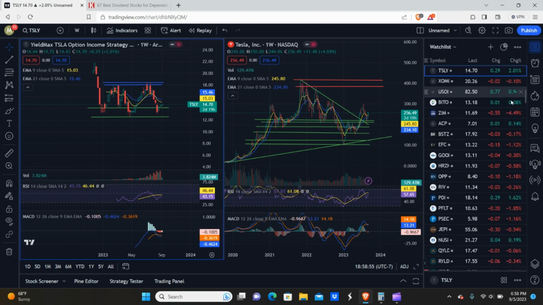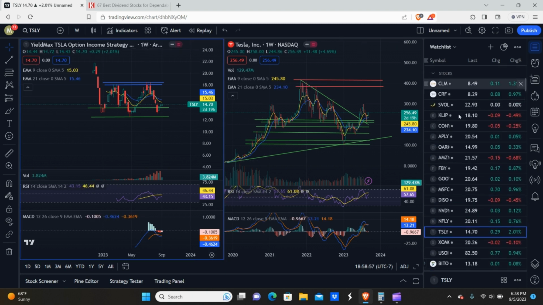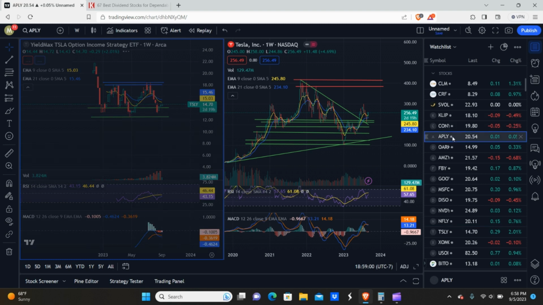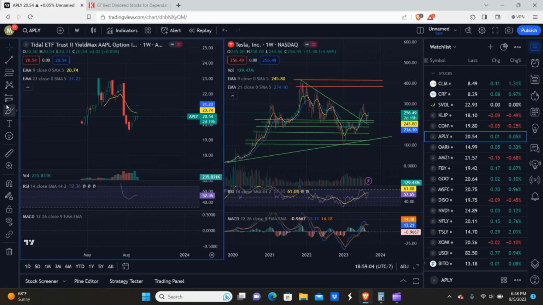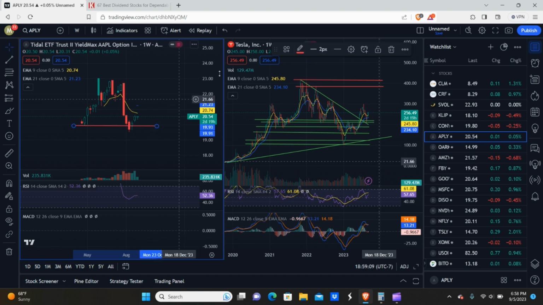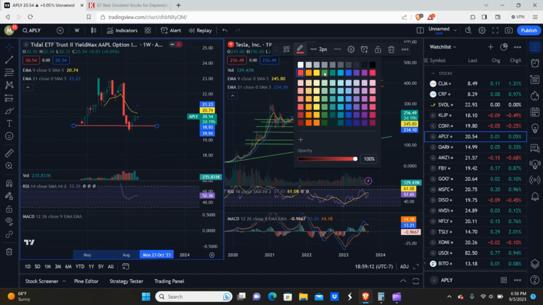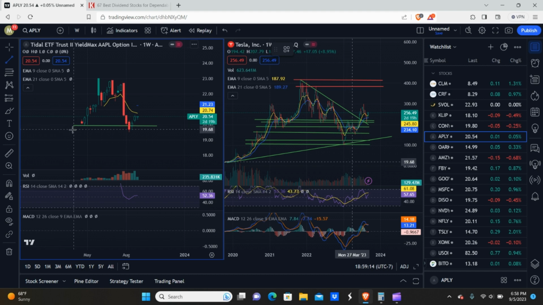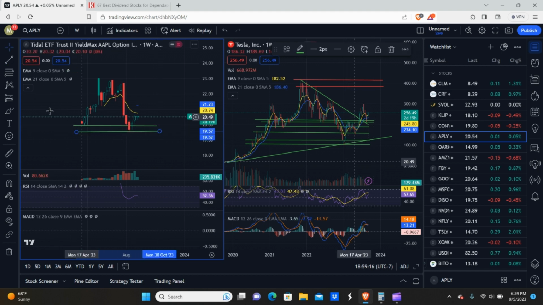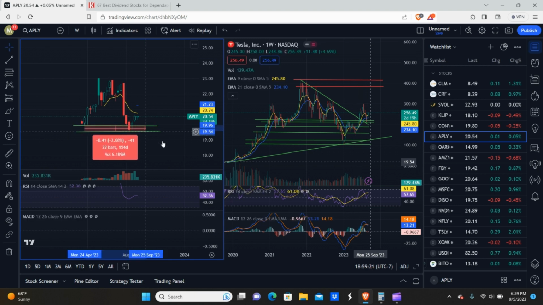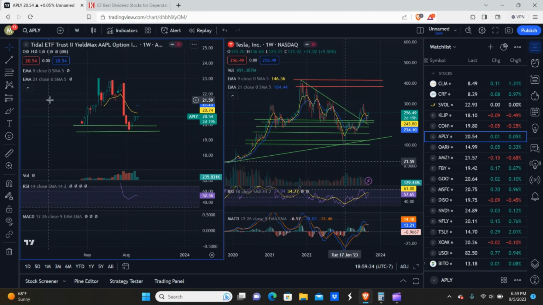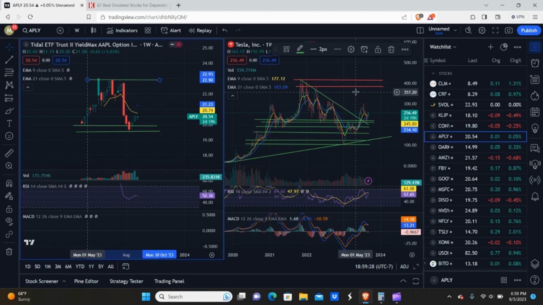So let's take a look at another example. We'll say APLY. So has APLY had any NAV erosion? In all honesty, probably not really. It looks like we had maybe a little tiny dip, a really small dip below the support level, about 2%. And as you can see, it's pretty much just consolidating sideways, exactly like TSLY.